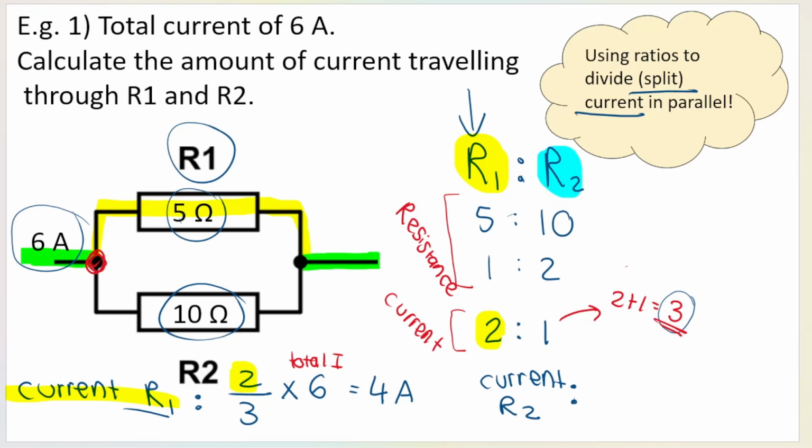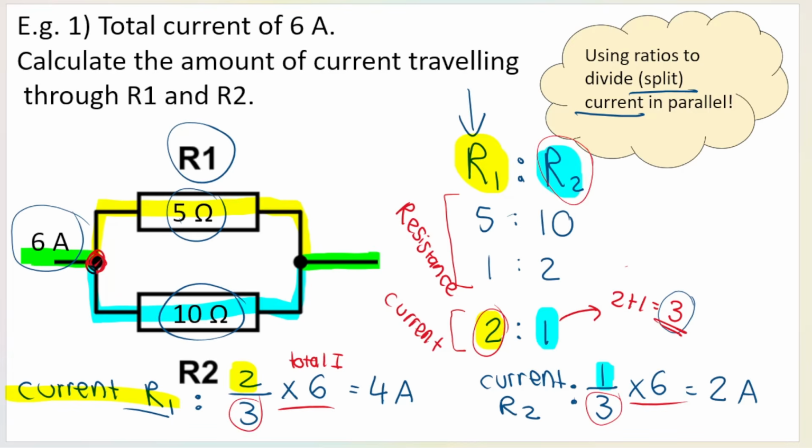So we take R2. Remember, R2 will get the rest of the current. You follow it all the way down to the bottom. It's 1. So we go 1 over 3 times the total current, times 6. And that gets you 2 amperes. So this is 2 over 3 times 6. This is 1 over 3 times 6. So in both cases, you multiply by total current. In both cases, you're dividing by the total parts of the ratio. For R1, you use 2. For R2, you use 1.